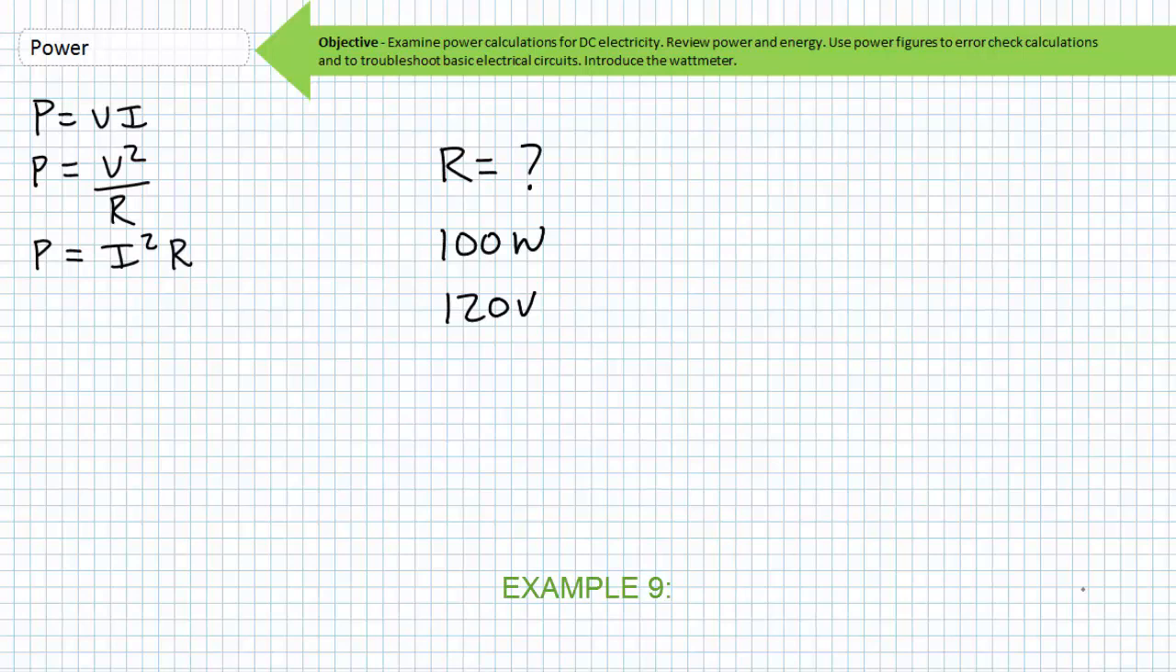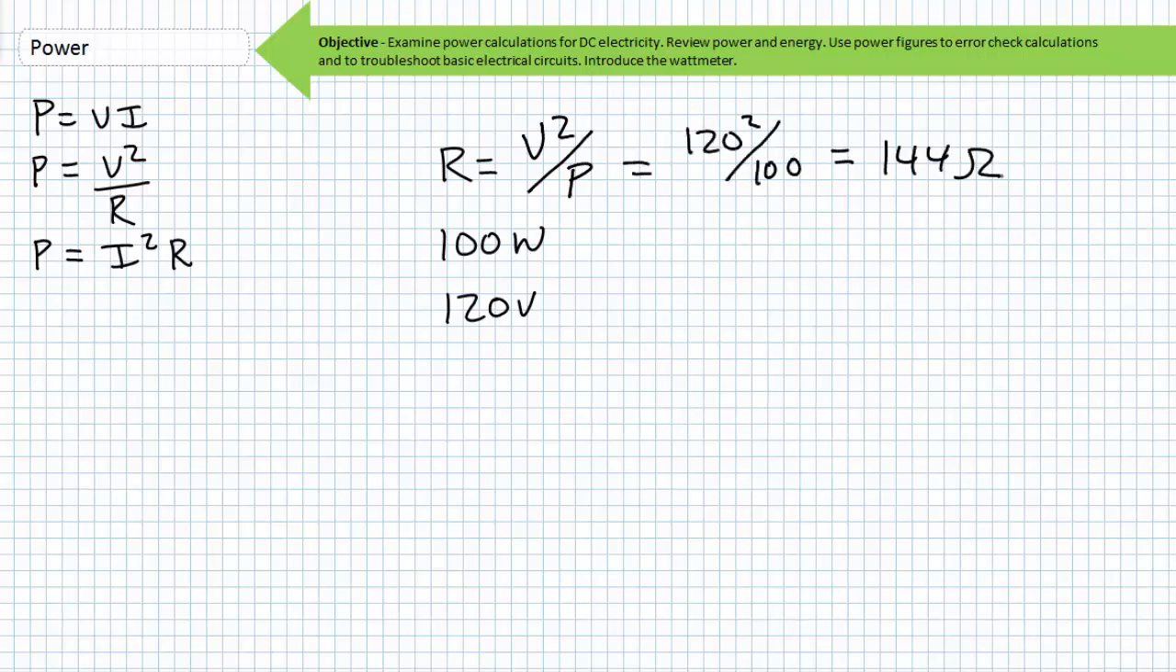What is the hot resistance, meaning when it's drawing current, of a 100 watt light bulb when it's supplied by 120 volts? Using algebraic manipulations, we find that resistance is equal to voltage squared divided by power, where 120 squared divided by 100 yields 144 ohms of resistance.